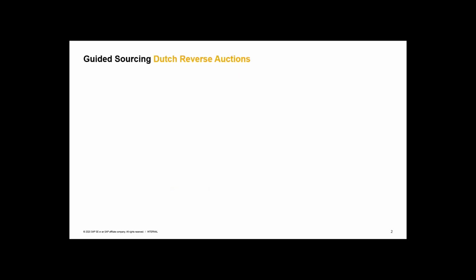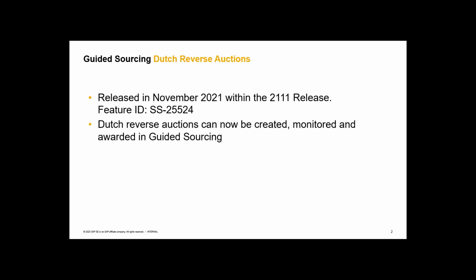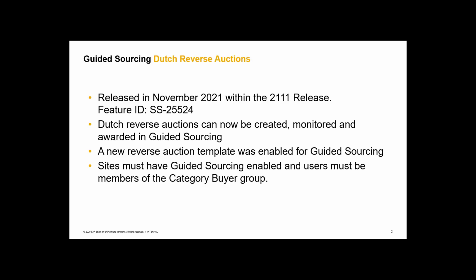As we stated in the video regarding English reverse auctions, they were both released in November 2021 within this specific release, and you can see the feature ID there. You can now create Dutch reverse auctions from the guided sourcing interface and monitor and award them. You now have a new template available for this specific type of auction, and a site must be enabled for guided sourcing in order to use this new feature.